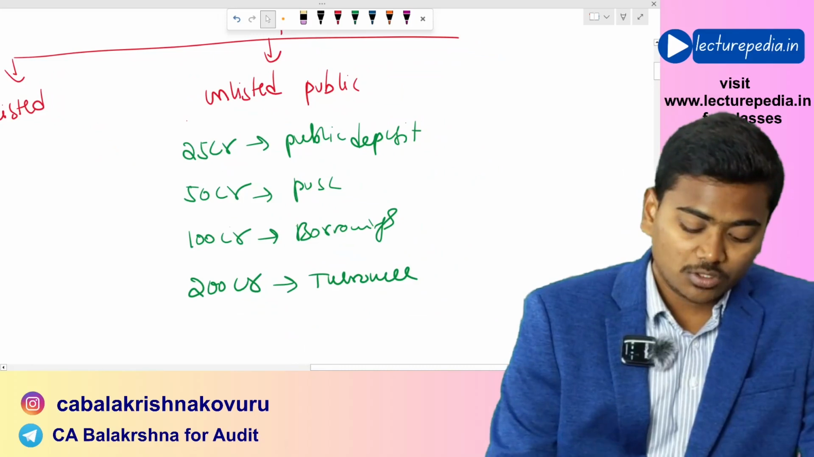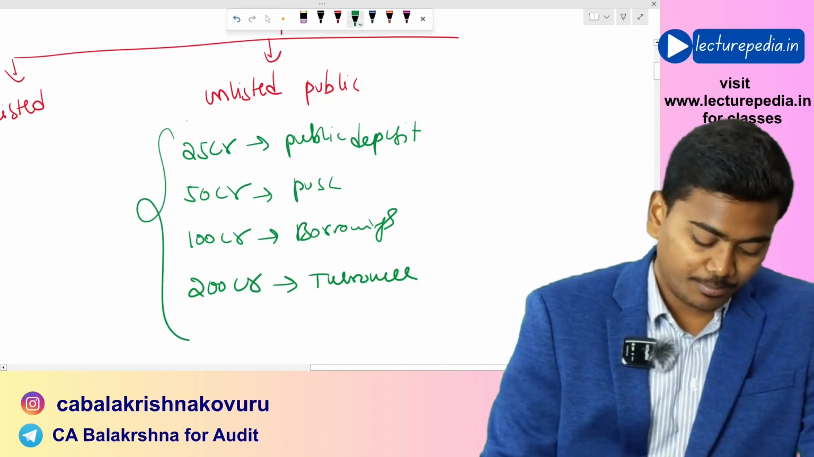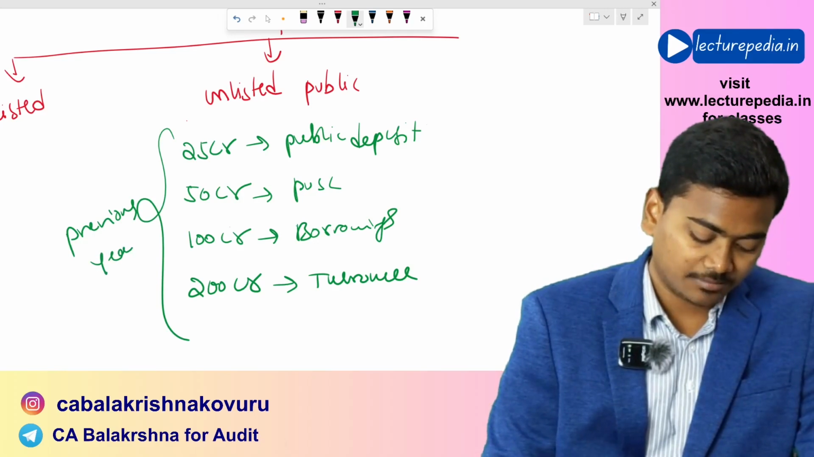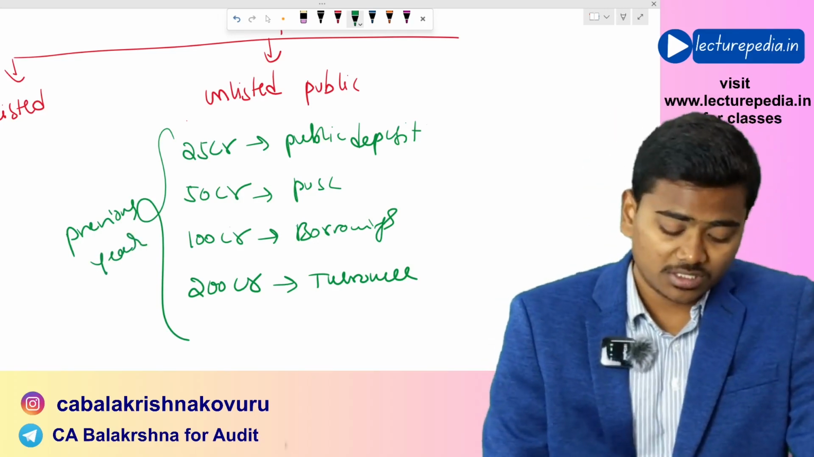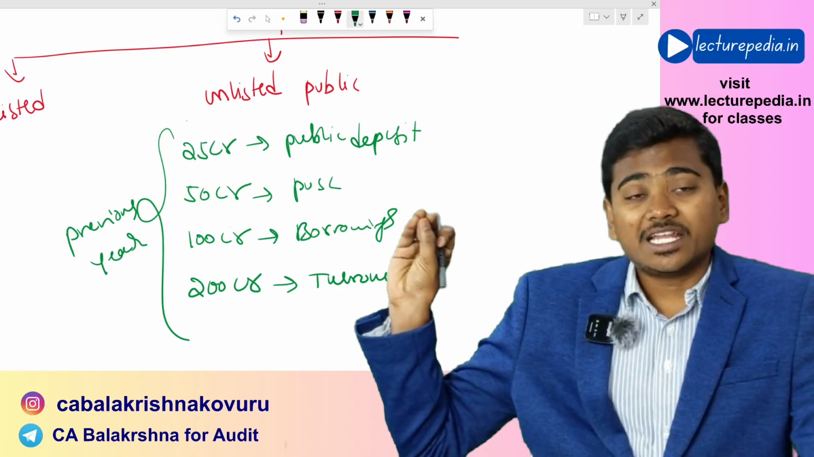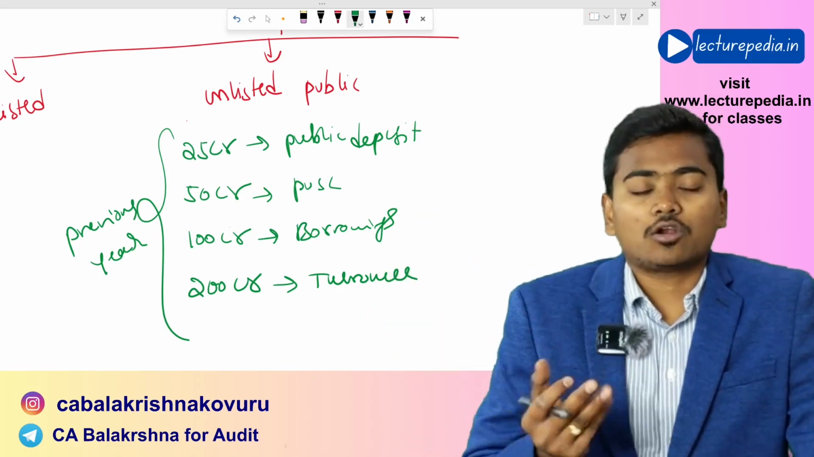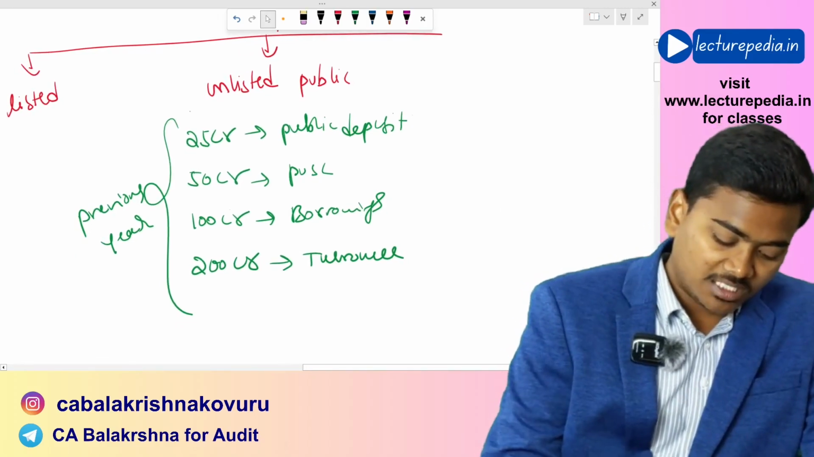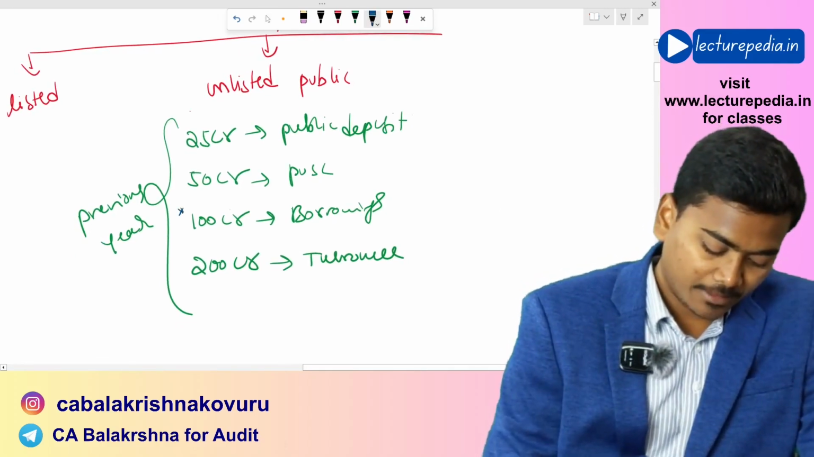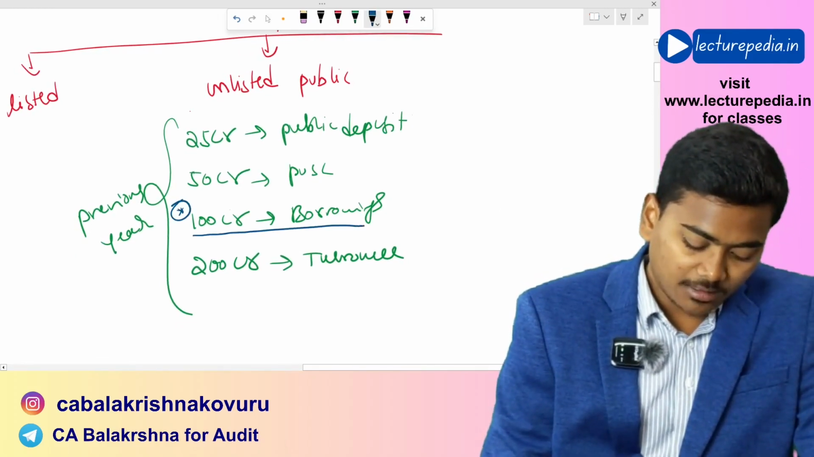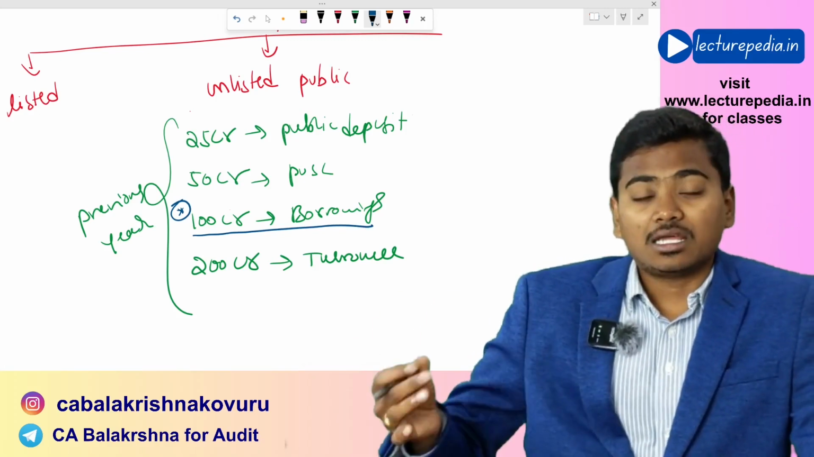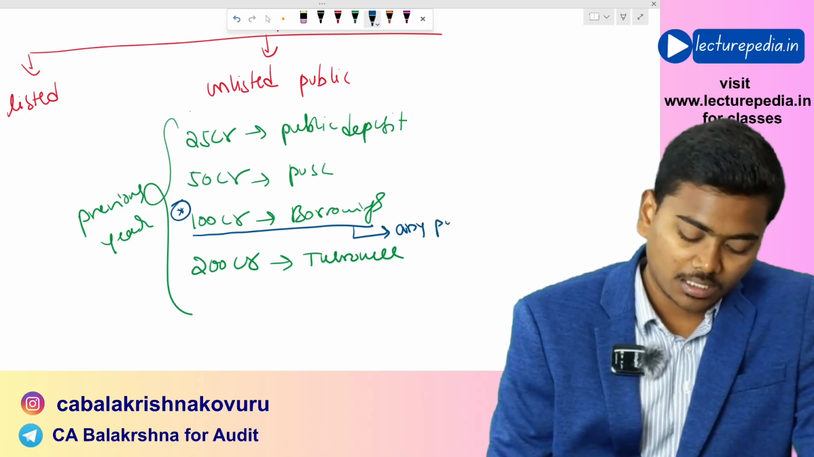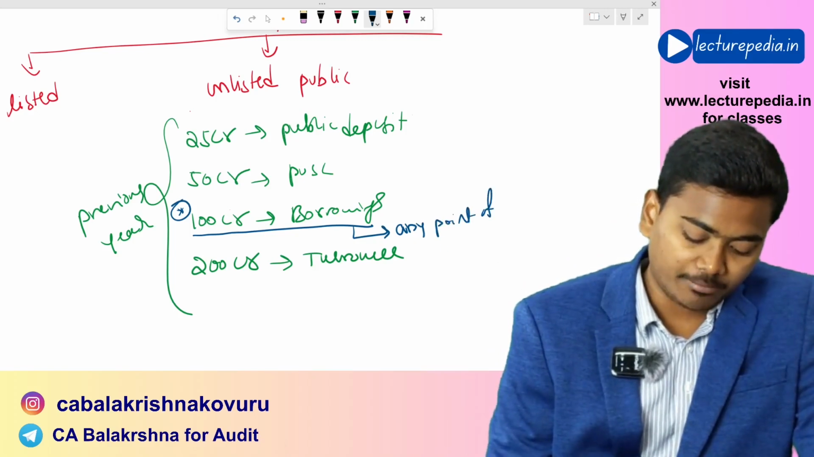All these you need to check in the previous year, not the current year. Previous year you need to check, and if any one of these conditions is satisfied, internal audit will be applicable. Hope that is clear. And for these borrowings, you have to check not at the end of the year, but at any point of time during the year. Any point of time.